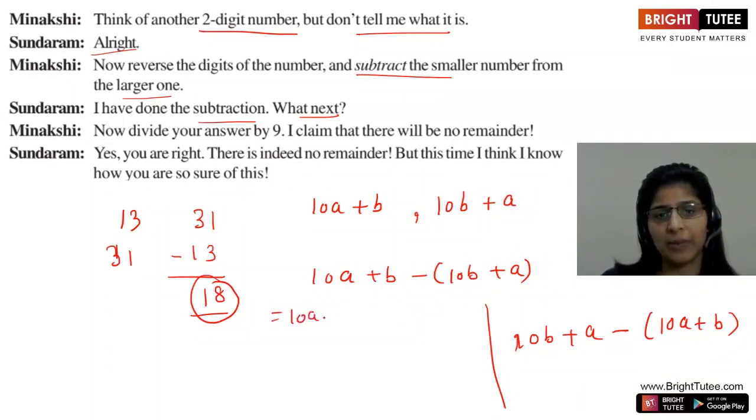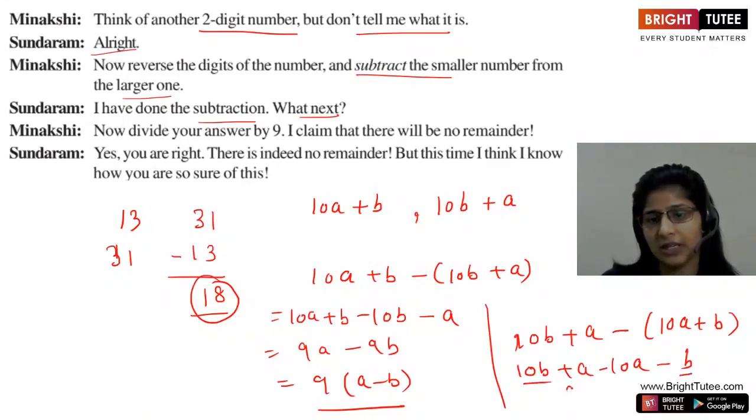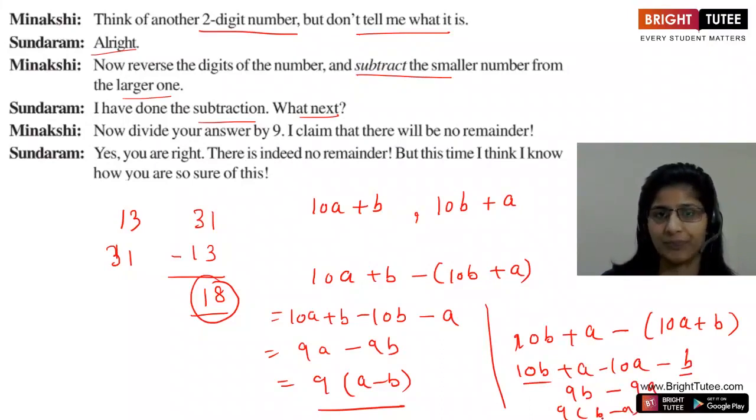So 10a plus b minus 10b minus a. So 10a minus a is 9a, b minus 10b is minus 9b. You see, you take 9 common, you're getting a minus b. So this is always going to be a multiple of 9. Here if you see, you get 10b plus a minus 10a minus b. So 10b minus b, 9b minus 9a. You take 9 common, you get b minus a. Correct? So whichever number is greater, from that if you subtract, the answer that you are going to get is going to be a multiple of 9.